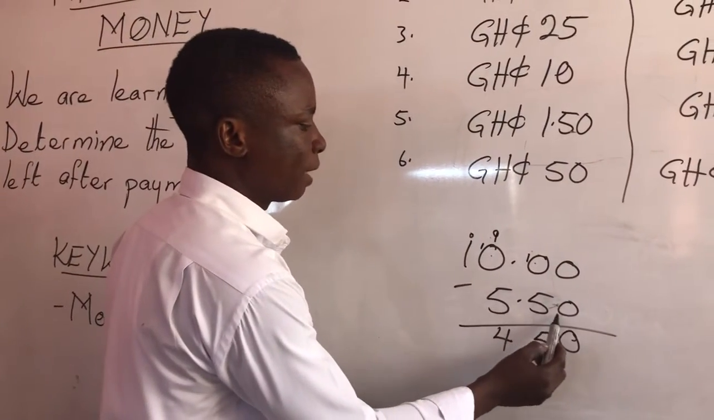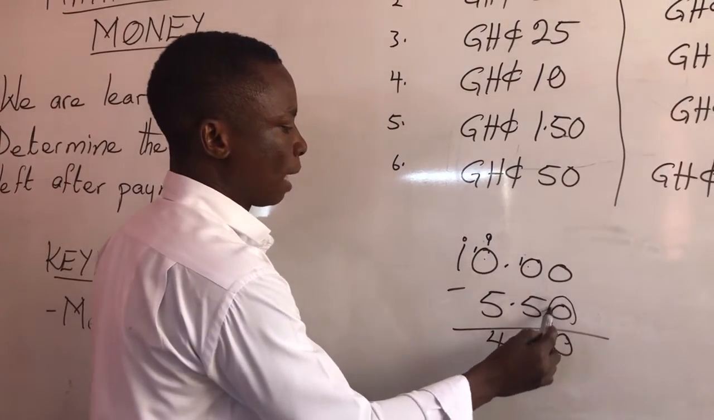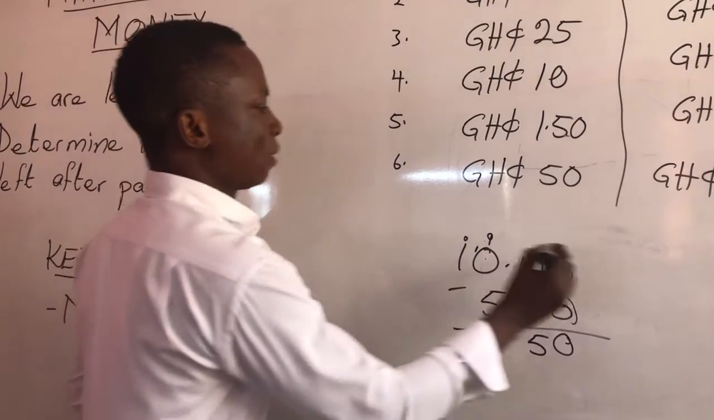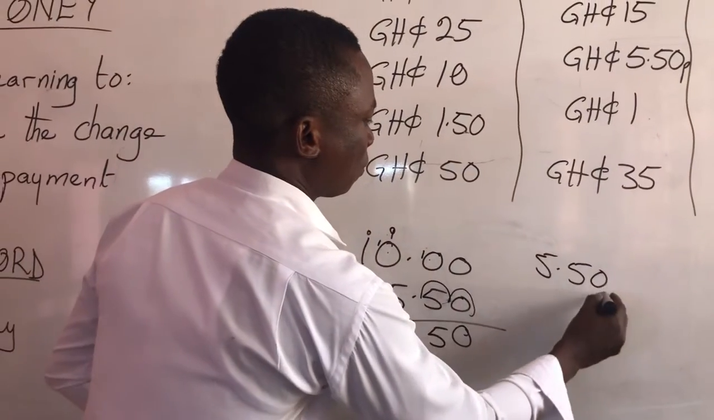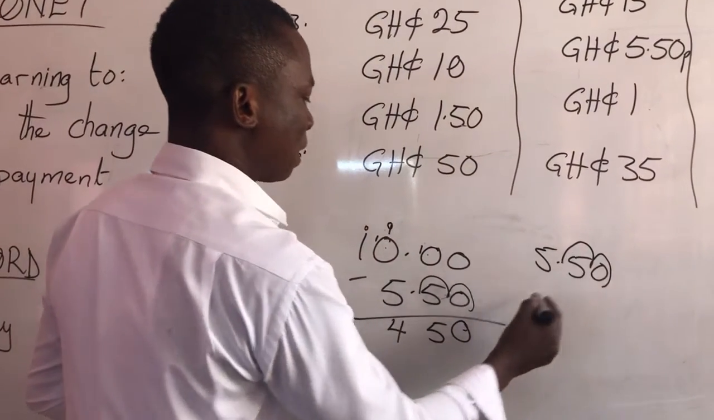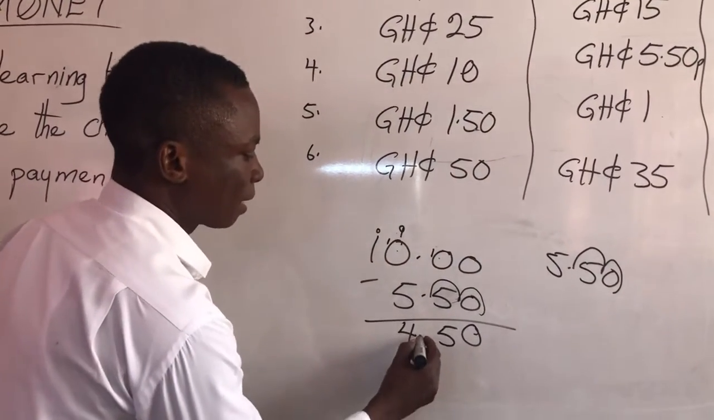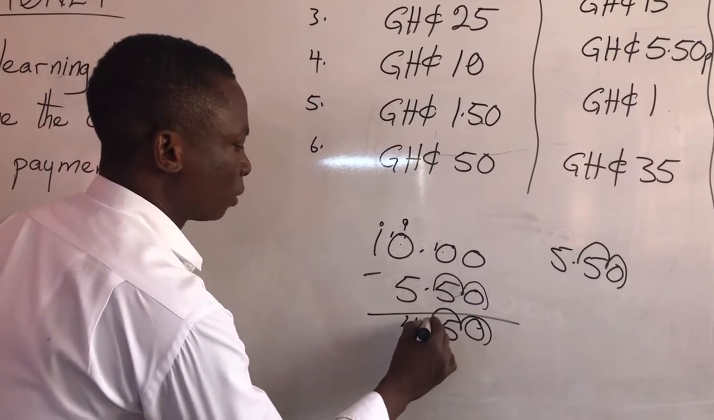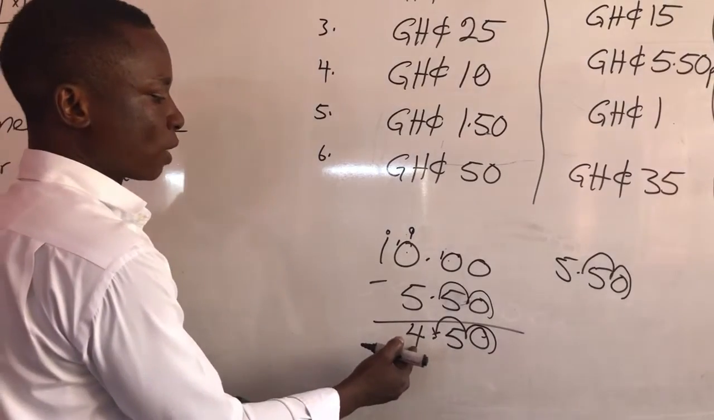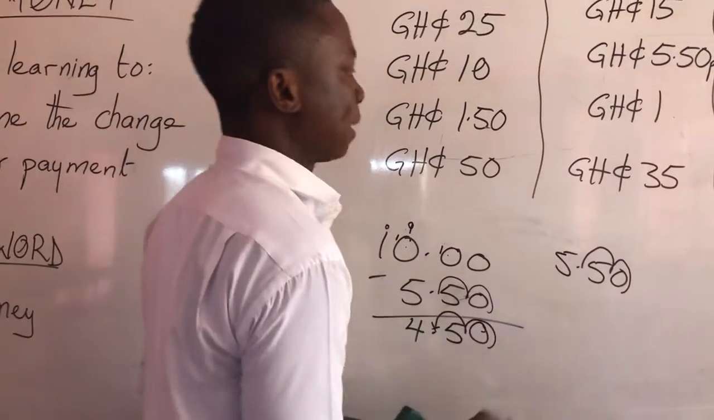We have how many decimal places? Let's count. 1, 2. The 5 cedis, look at this. The 5 cedis, 50 pesos. We have 1, 2 decimal places. So after our final answer, we have to count 1, 2, and bring your dot. Decimal places. That is 4 cedis, 50 pesos. Write that down.